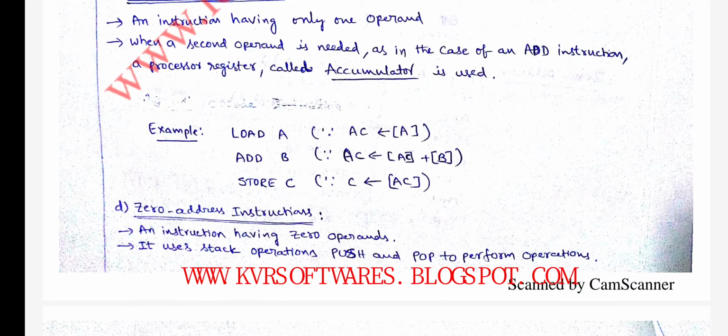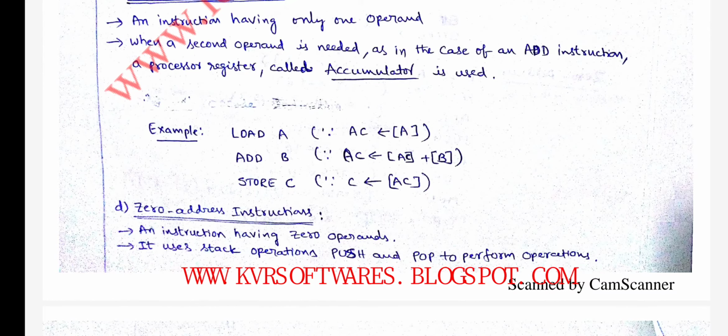So we have to store the result in C. That is, AC goes to C. So you get the result C is equal to A plus B, because AC contains the content of A and the content of B. See, you must observe the difference of three address instruction, two address instruction, and one address instruction, because we are doing the same example of C is equal to A plus B. How can we do this in different ways of two address, three address, and one address?